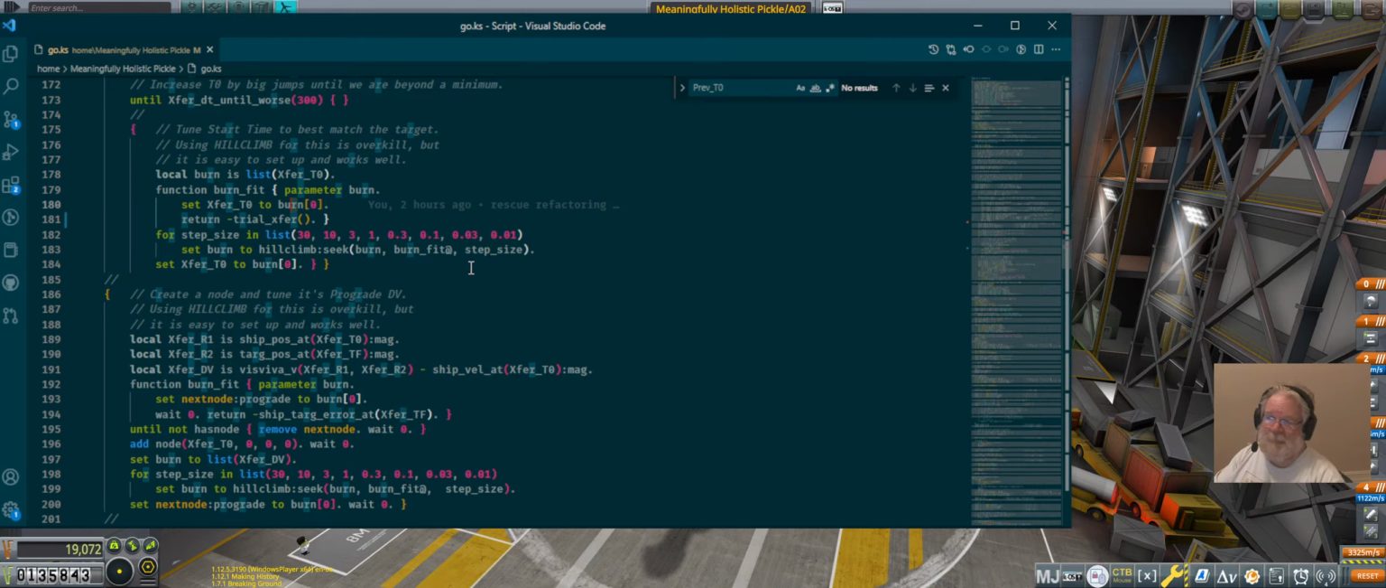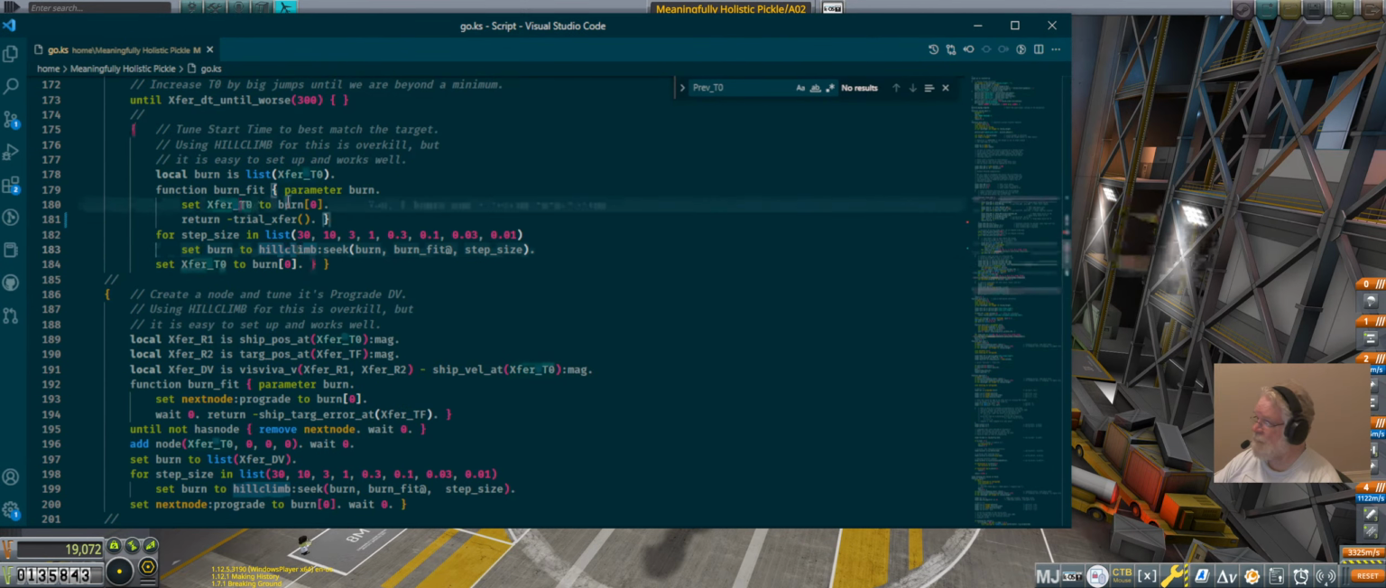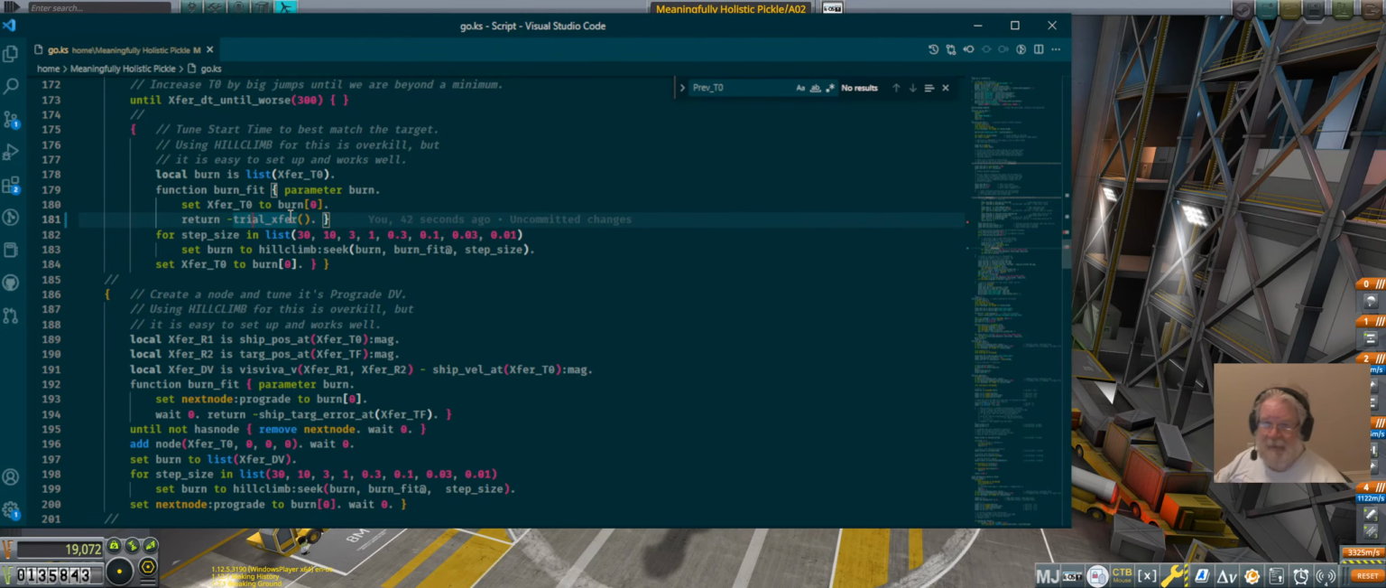It's going to say plus or minus A. It's going to step forward by A. It's going to plus or minus A. Well, we're doing twice as much work, but it works and it's easy to set up. So we're going to set T0 to the date in the burn, and we're going to do the trial transfer, and we're going to say, here's this. Now, nowhere here have we set this up as a maneuver node yet, so we're still not waiting for the physics engine. So this part, tuning the start time, is very fast.